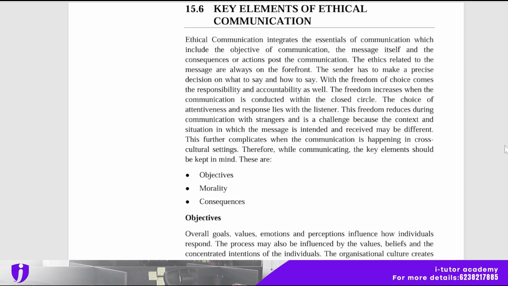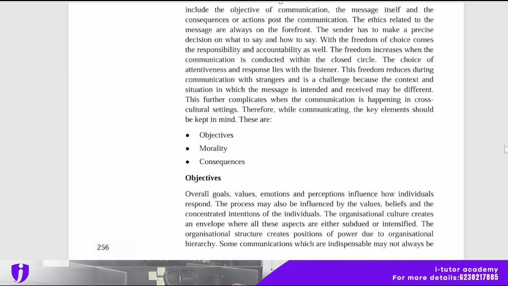The ethics related to the message are always at the forefront. The sender has to make a precise decision on what to say and how to say it. With the freedom of choice comes responsibility and accountability as well. The freedom increases when the communication is conducted within a close circle. The choice of attentiveness and response lies with the listener.